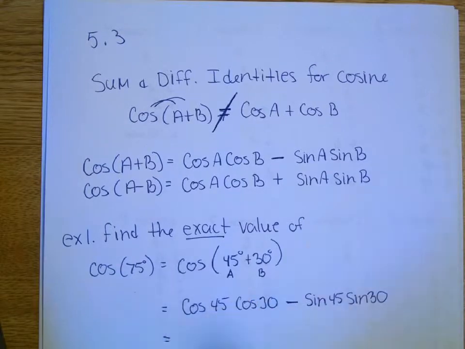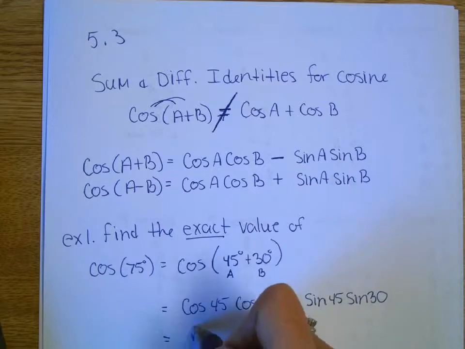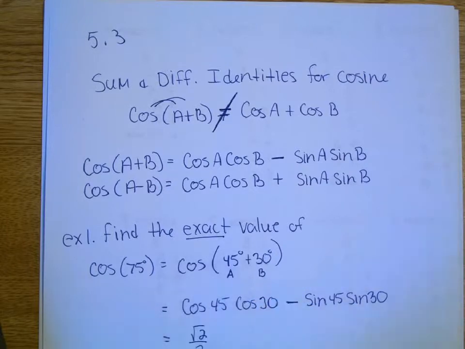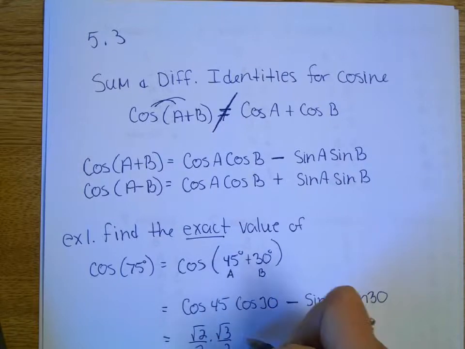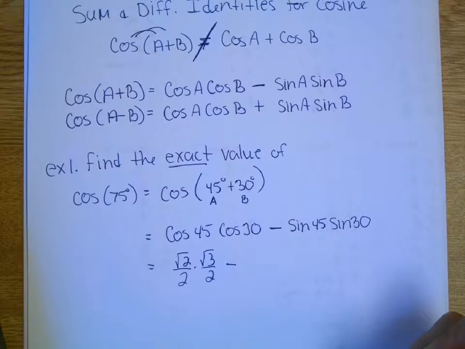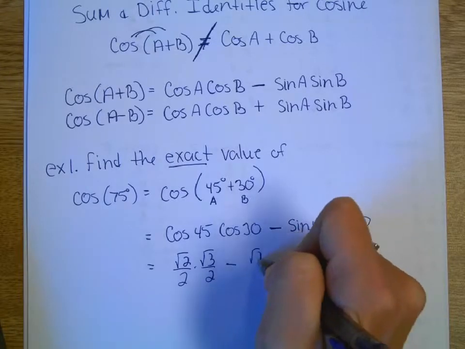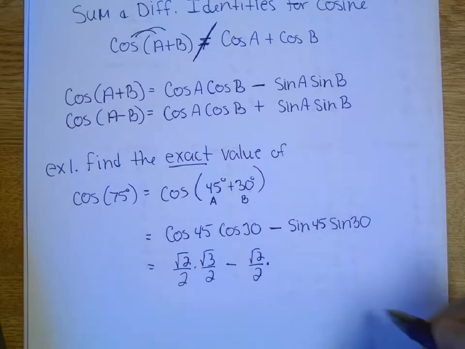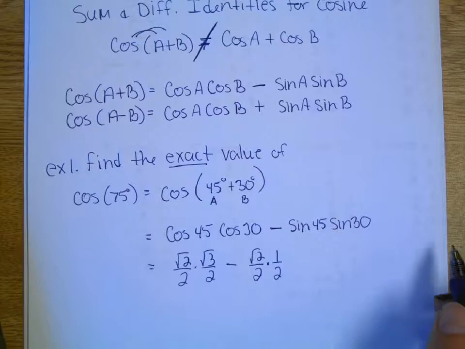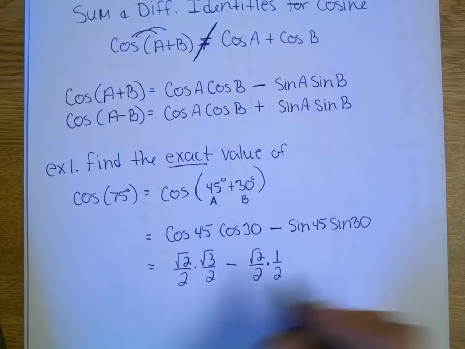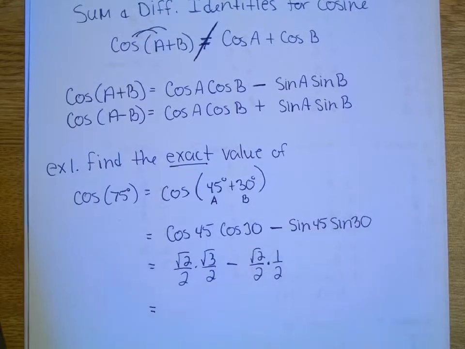So what is the cosine of 45 degrees? Square root of 2 over 2. You remember where to get them? Cosine is the x, sine is the y. What's the cosine of 30? Square root of 3 over 2. Yep. Sine of 45 from your sheet? Square root of 2 over 2. And then sine of 30? 1/2. Punch that all in the handy dandy calculator. No calculator, because we're being exact.